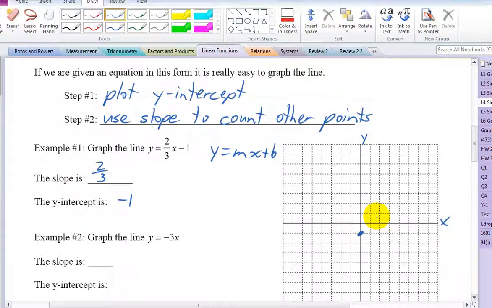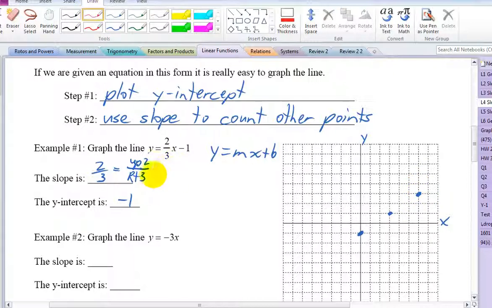Okay. Now 2/3 tells us to do what? +2 tells us to go up 2. And +3 tells us to go right 3. So go up 2, right 3, there's another point. Up 2, right 3, there's another point.